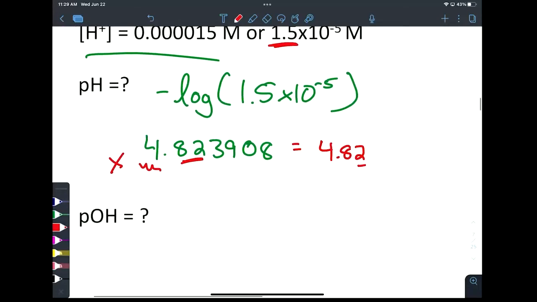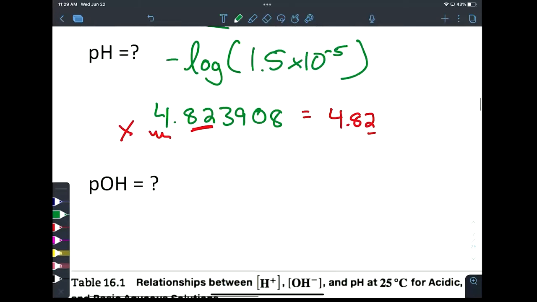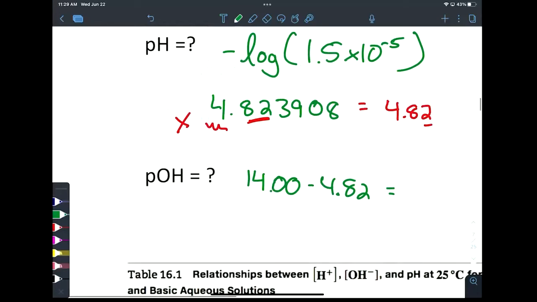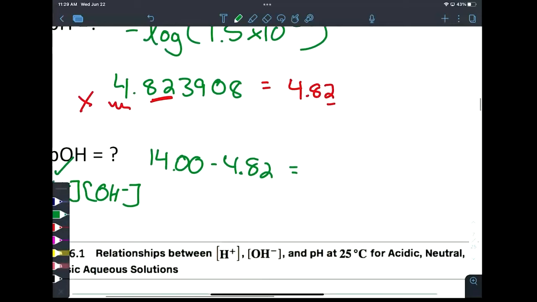All right, what would the pOH be? How would you do this? Assuming 25 degrees Celsius, how would you get your pOH? 14 minus 4.82. Or you can use the Kw expression, where Kw equals H plus times OH minus. You know H plus, you know Kw, get OH minus, get pOH. But if you just do the subtraction, you get 9.18. I think that's it. So that's pOH.